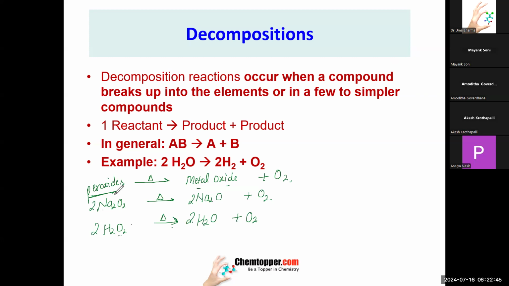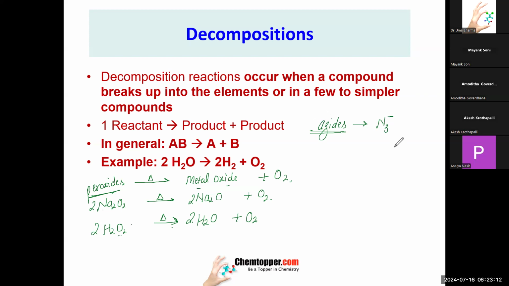Carbonates have plenty of CO2 gas, so CO2 gas is formed. Like azides. Look at your polyatomic ion list. Can you give me the formula of azides? Azide. Yes. So what do you think? These azides, when they undergo decomposition, what can be formed?